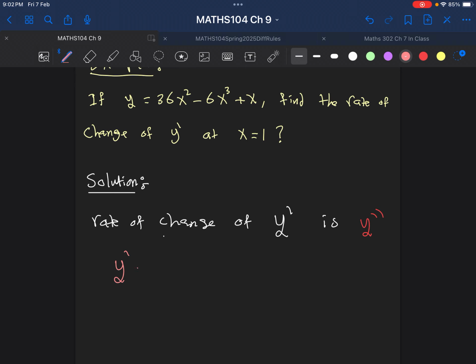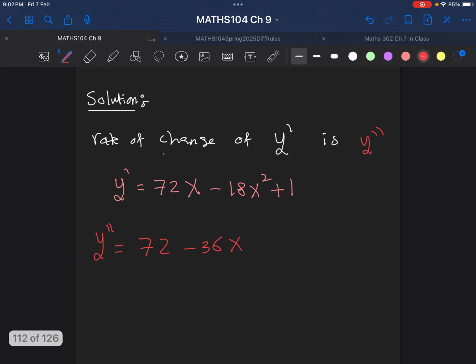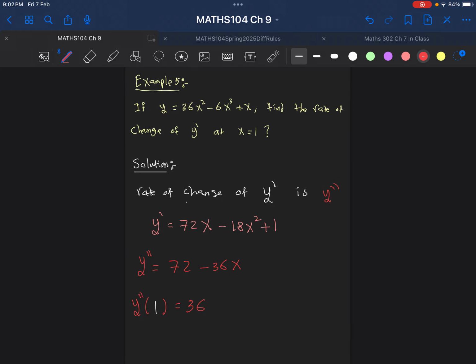Now I cannot find y double prime directly, so I will find y prime. Y prime is 72x minus 18x squared plus 1. And finally, I need to find y double prime, which will be 72 minus 36x. And now you substitute 1 to this function. Now if you substitute 1, this will be just 36. And that's the example number 5.